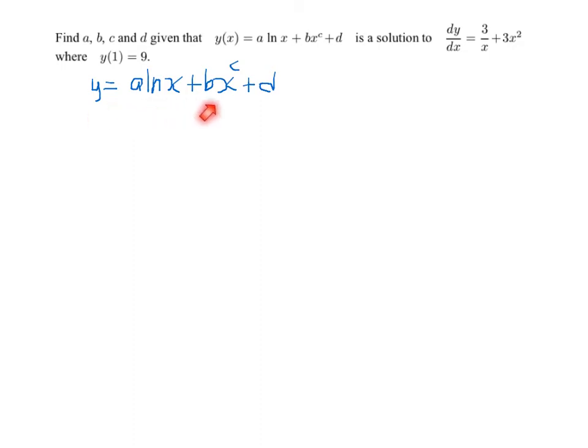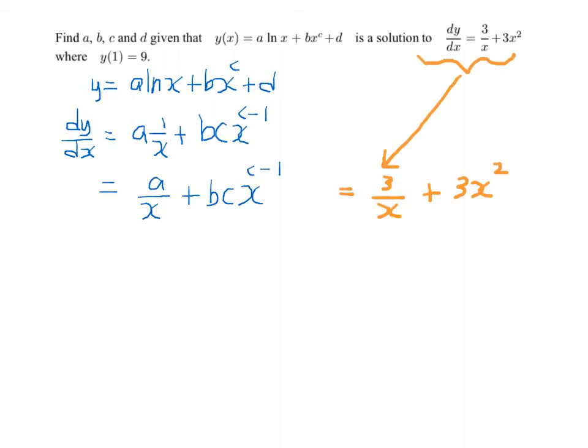If we differentiate this now, you will have dy/dx equivalent to a times the derivative of ln x, which we know is 1 over x. So that is actually a over x, to be fair. And b is a coefficient, and for the c term, the power rule says you can write bc x to the power c minus 1. And then d is a constant, so its derivative is 0. Here I rewrite the right hand side of the differential equation so that we can compare.